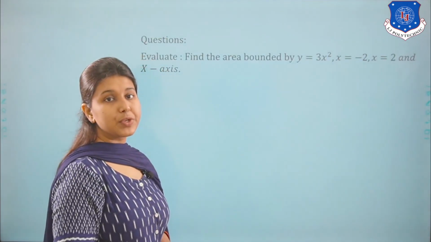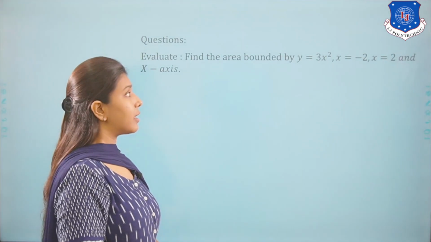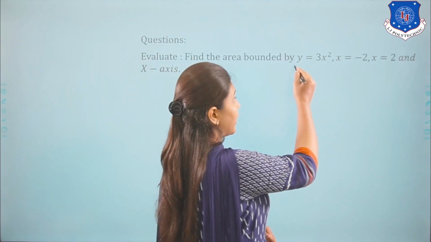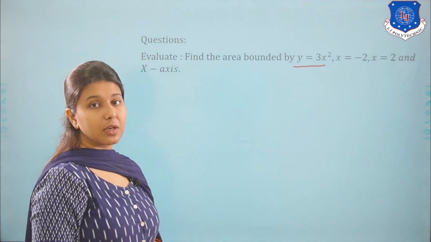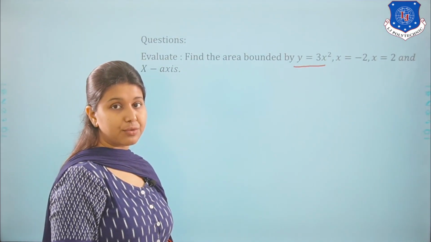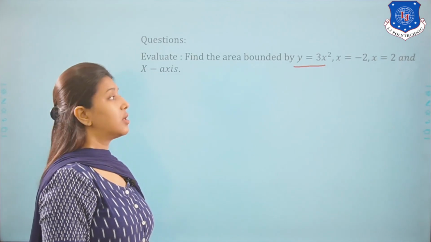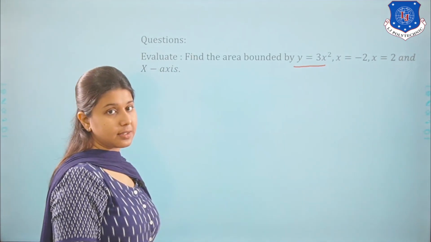Here our question is to find area bounded by y is equals to 3x square, x is equals to minus 2, x is equals to 2, and on x-axis.